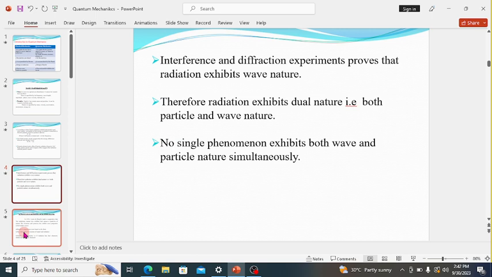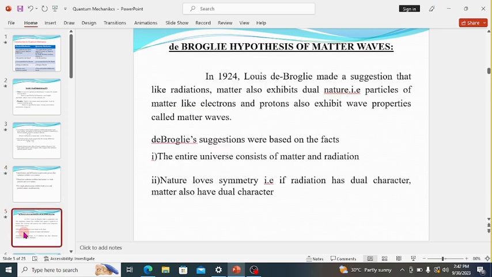But till now we have not proved that a particle exhibits dual nature. This was first proved by de Broglie. Here de Broglie did not do any experiment. He is a theoretical physicist. Theoretically, he proved that a particle exhibits dual nature. He is also a Nobel Prize winner.